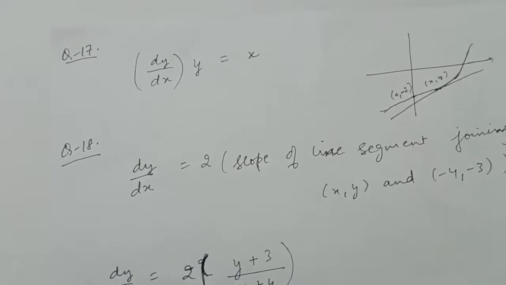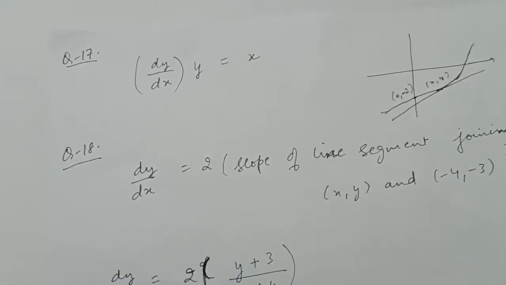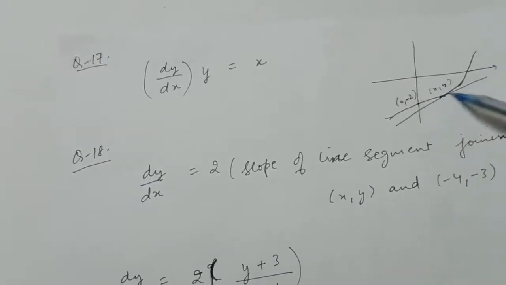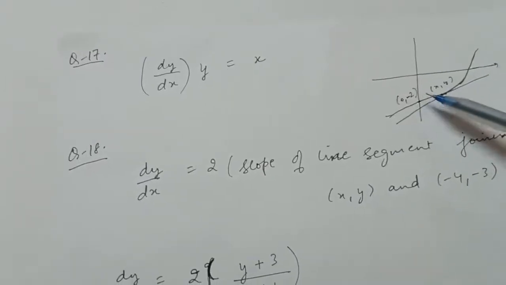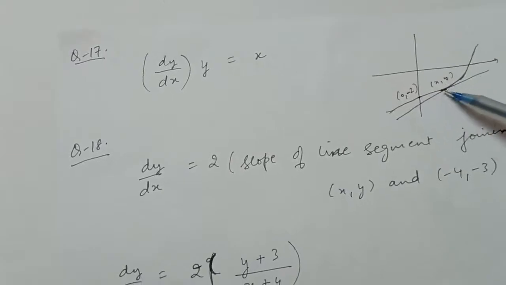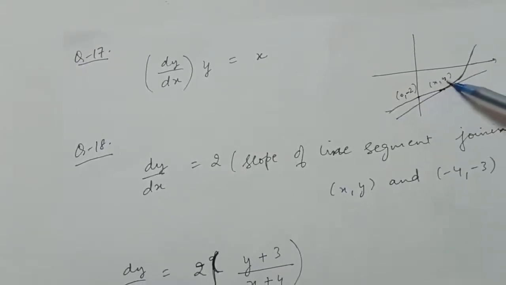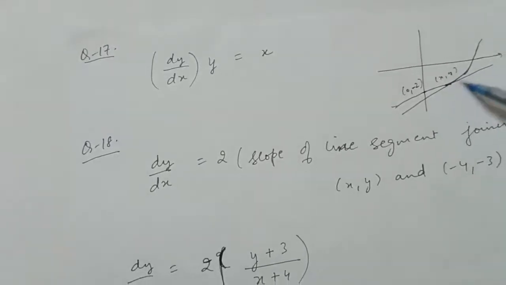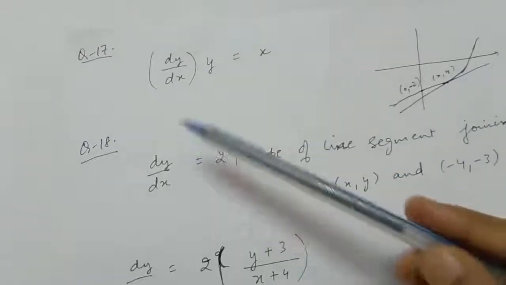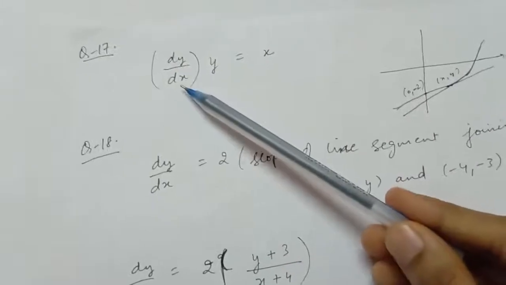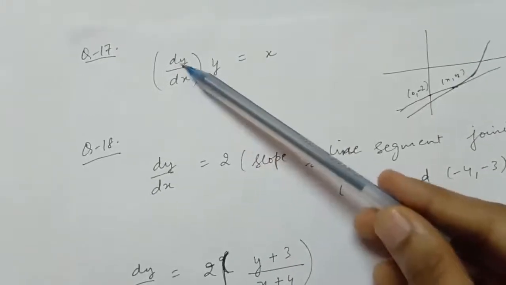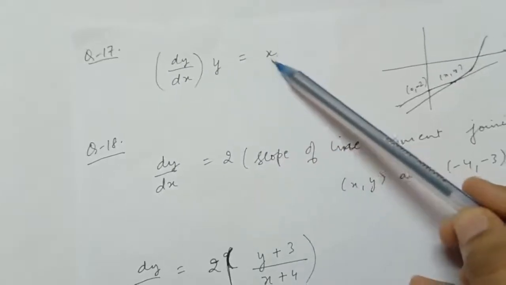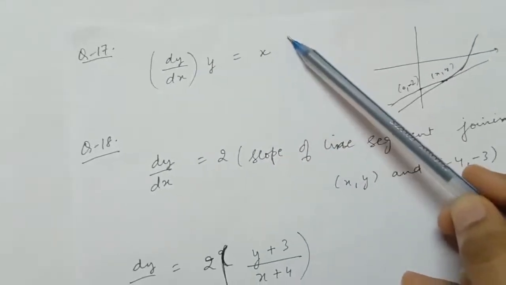Now see, they are saying that a curve passes through the point (0, -2). Suppose this is the curve passing through this point. Now they are saying that at any point (x, y), if this is the tangent, then you know the slope of the tangent is nothing but dy by dx. So the product of the slope of the tangent with the y coordinate is equal to the x coordinate. So find that curve.